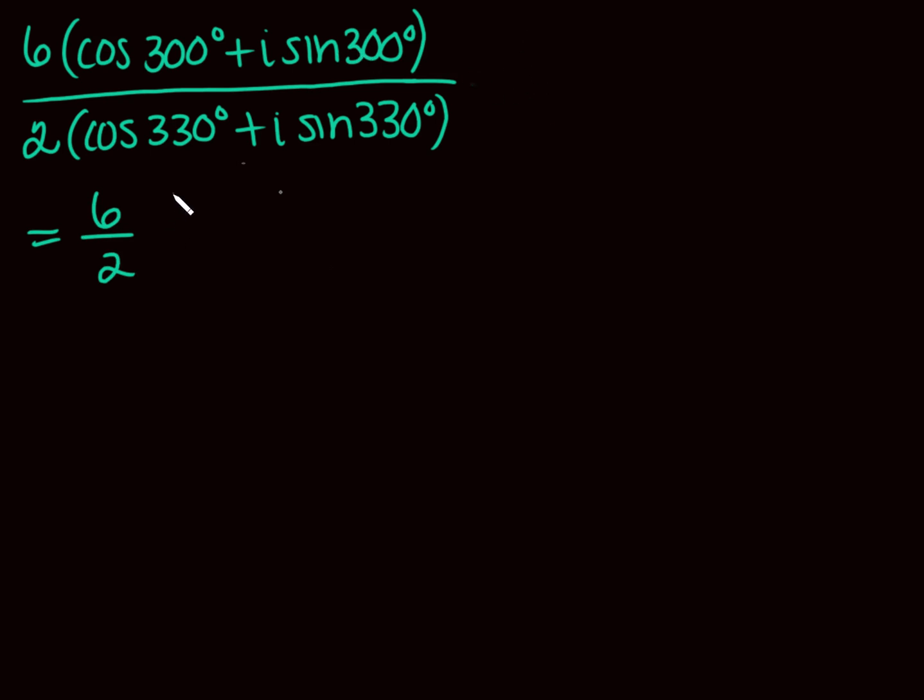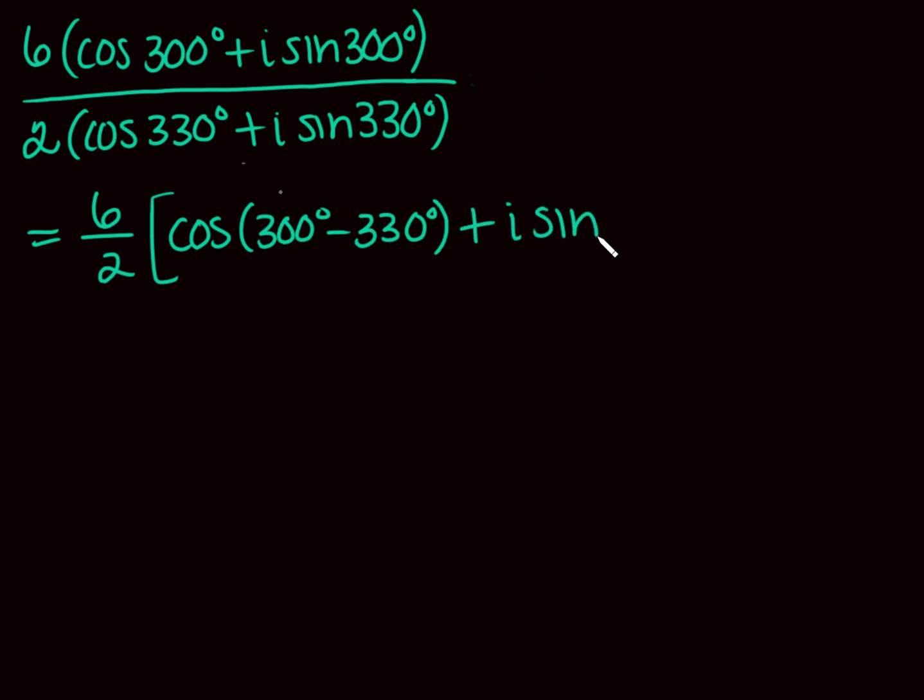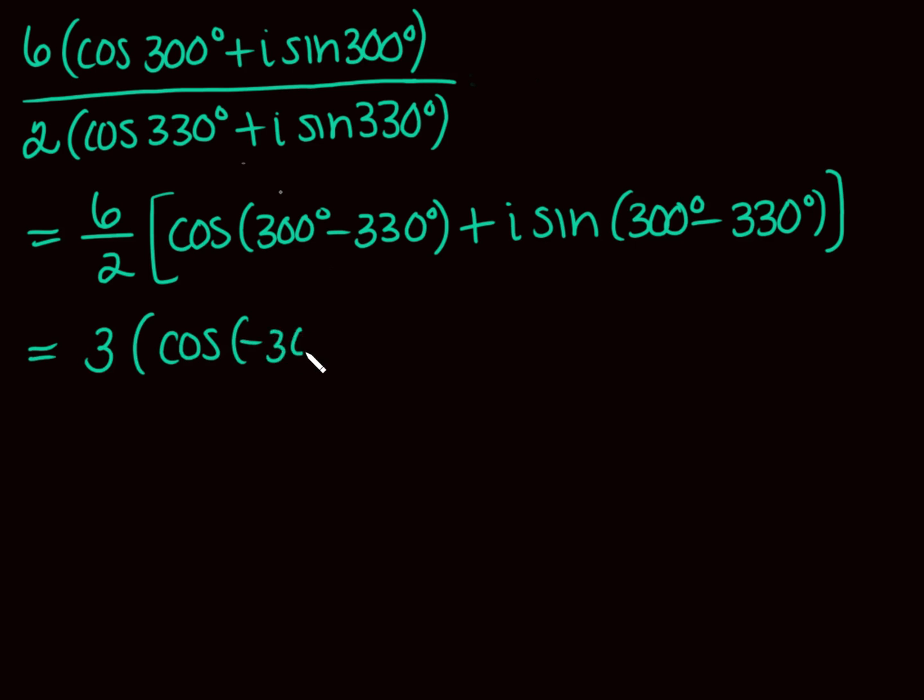6 over 2, and then this is going to be times the cosine of 300 minus 330. Be very careful about order here. You guys, order matters. It's always the numerator minus the denominator. Right? This does matter. So look at what I have here. I have 3 times the cosine of negative 30 degrees plus i sine of negative 30 degrees.